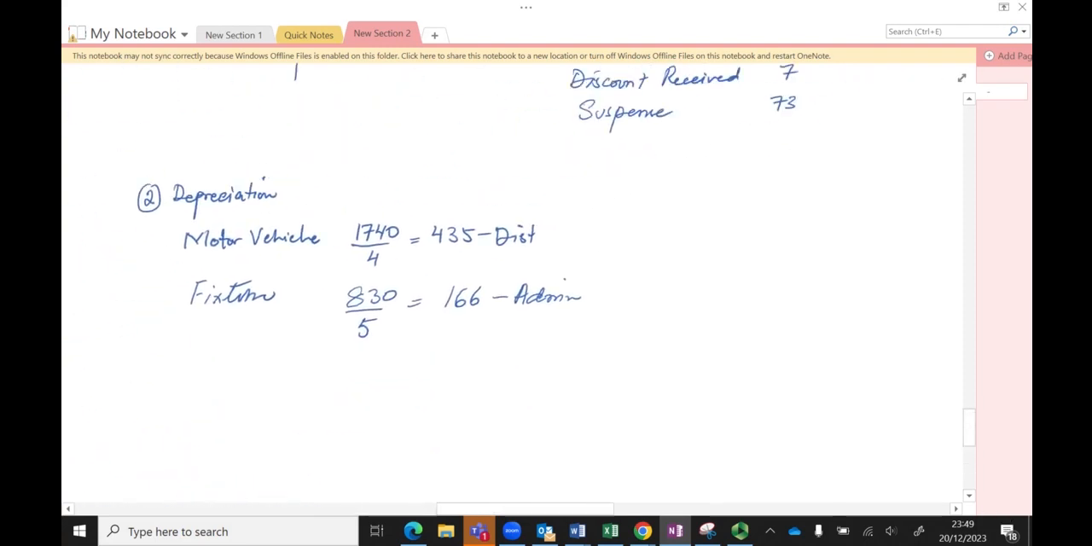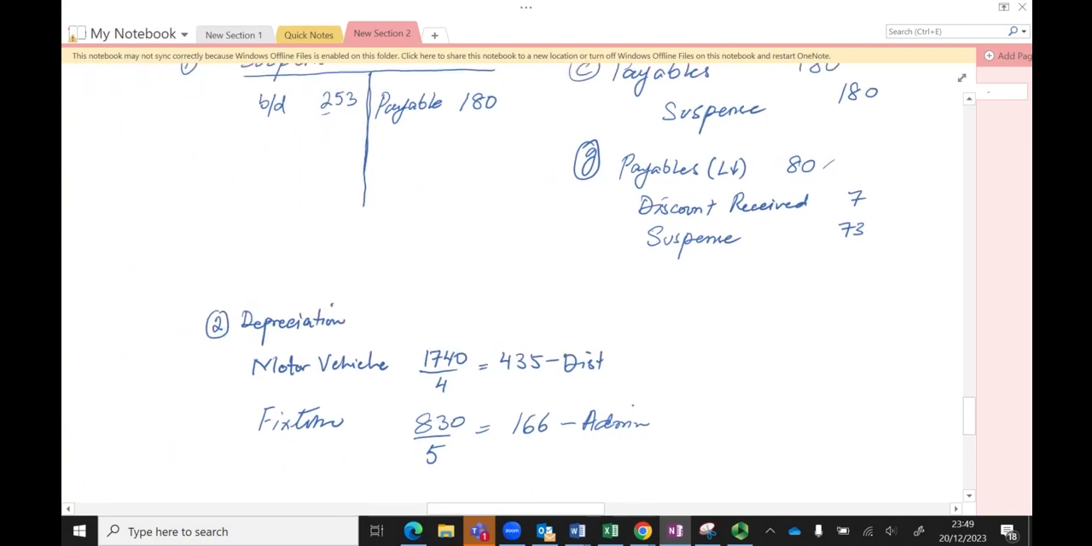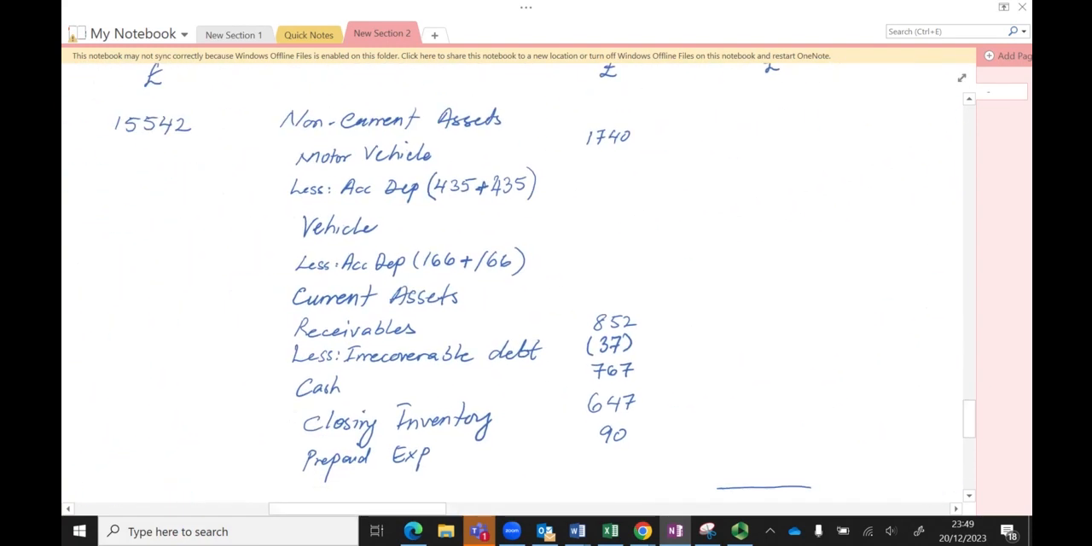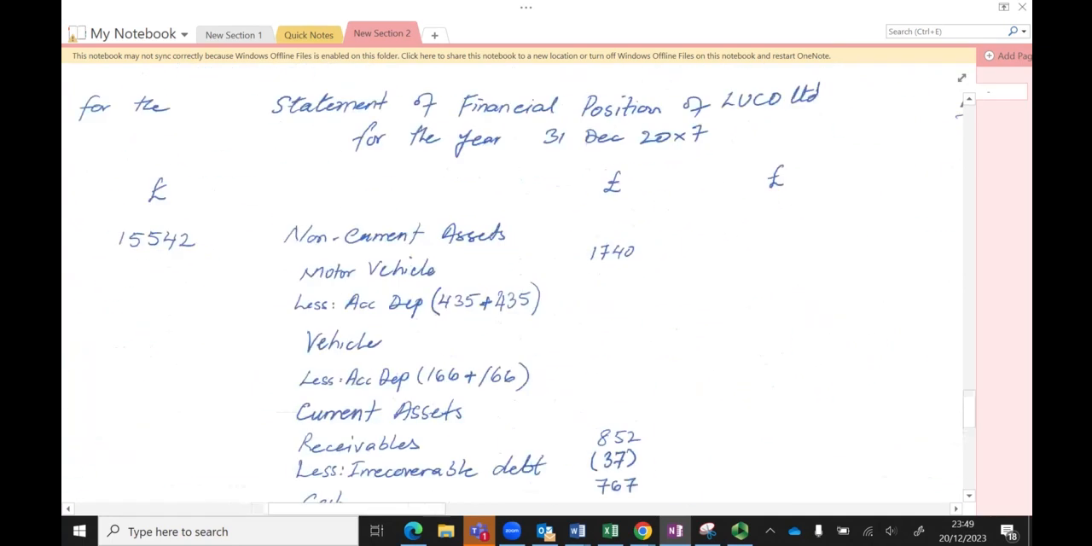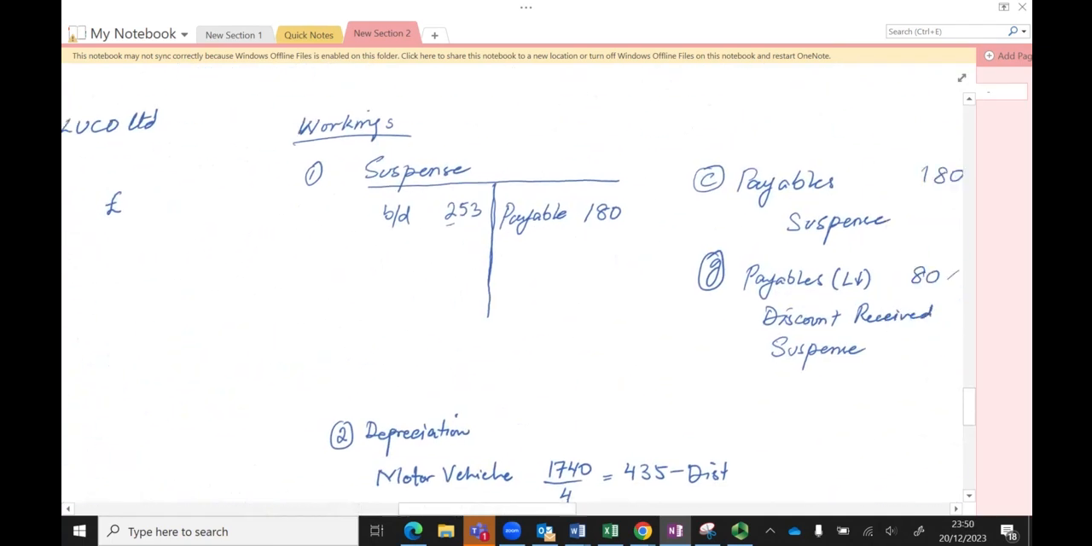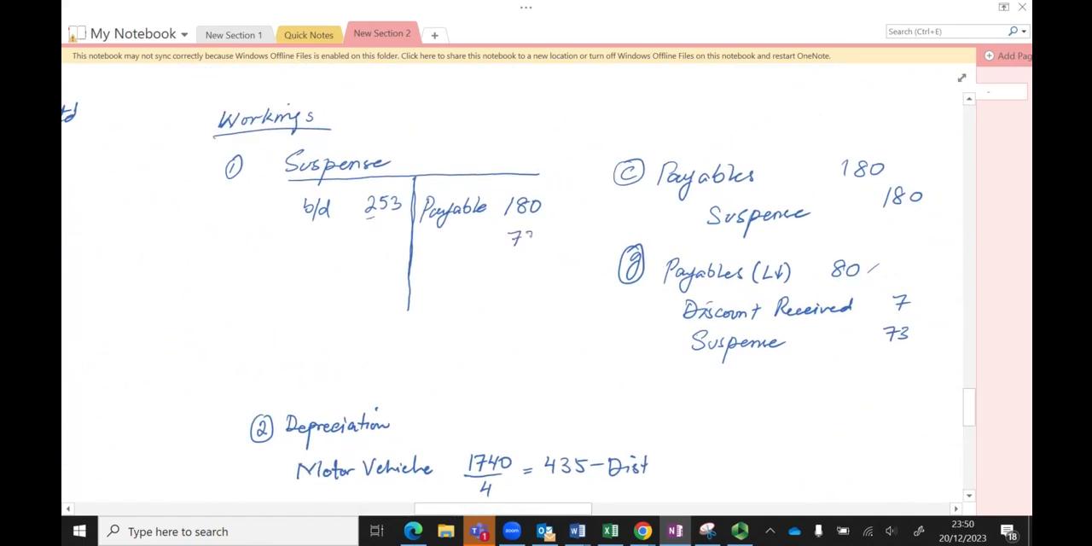Next, we need to record the discount received as an income, so that needs to be recorded just below the gross profit. So add discount received. So that will be added into the gross profit, and let's record the remaining balance, £73, in the suspense account.